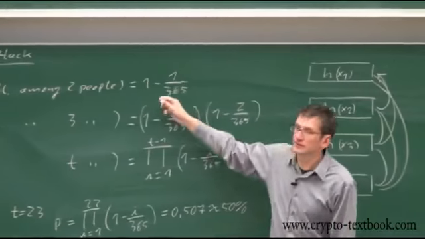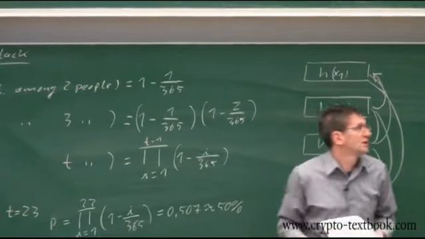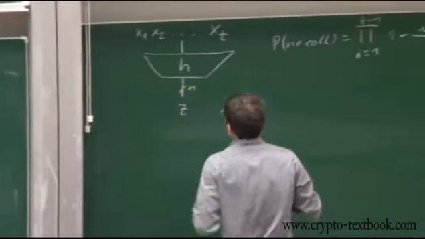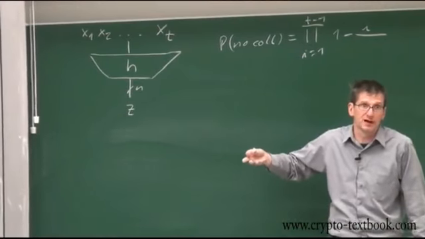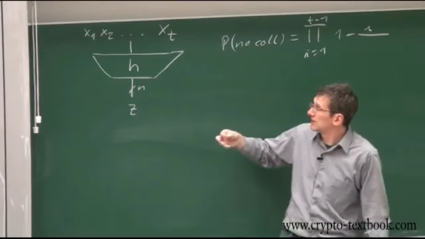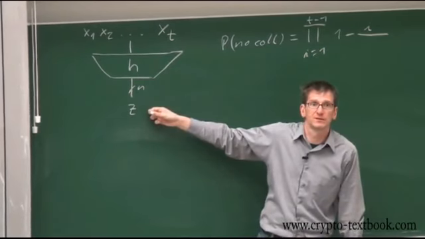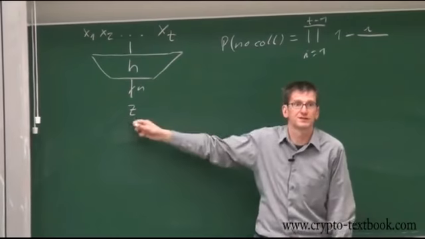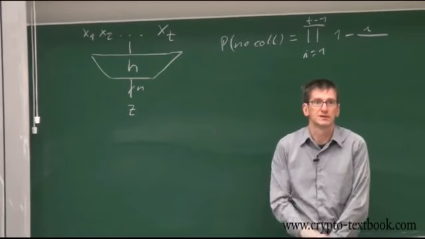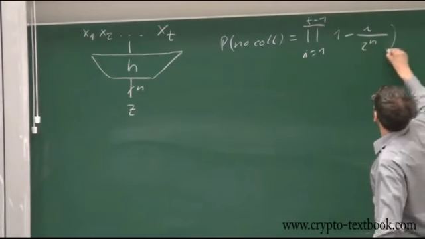And before, 365 was the output space here. What is the output space here? Before we had 365 possible outputs, all the birthdays of the year. How many output values do we have here? Does anyone know how big the output space is here? How many possible messages do we have? Yeah, 2 to the n, exactly. Very good.